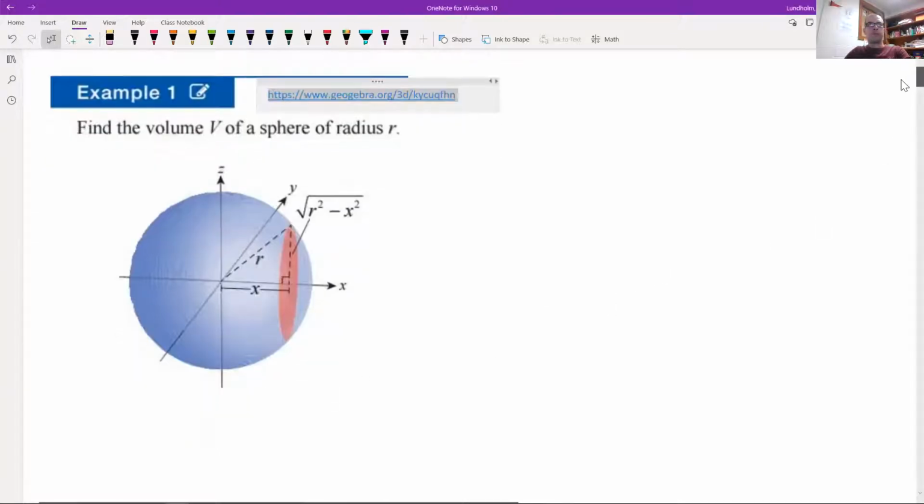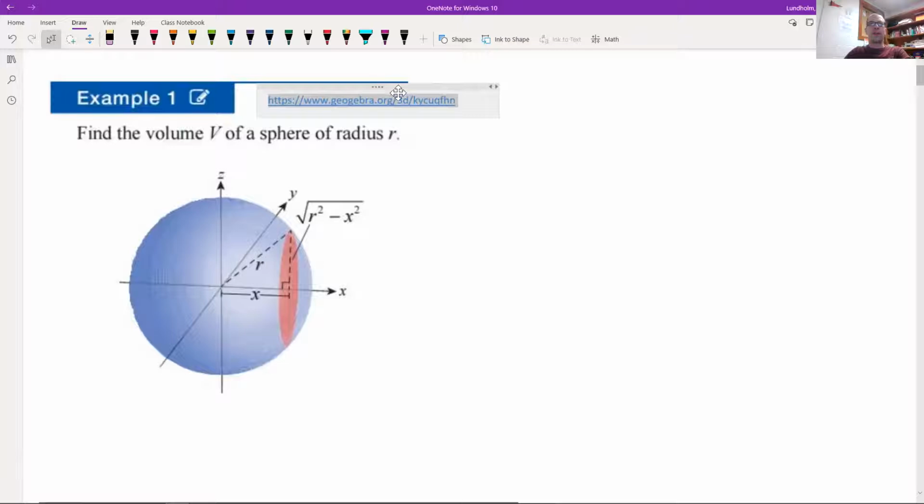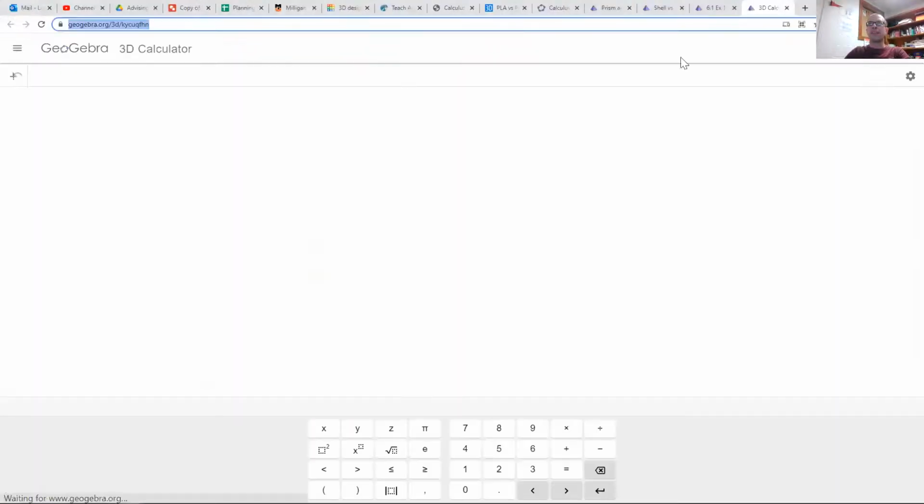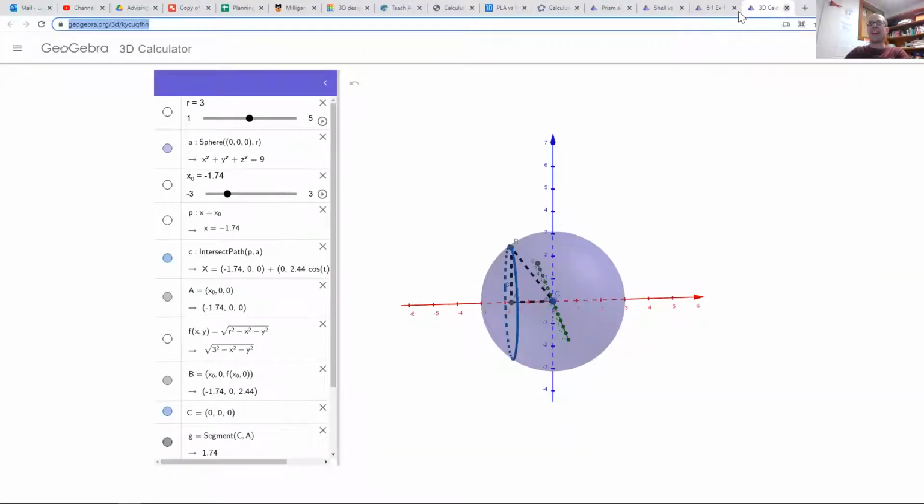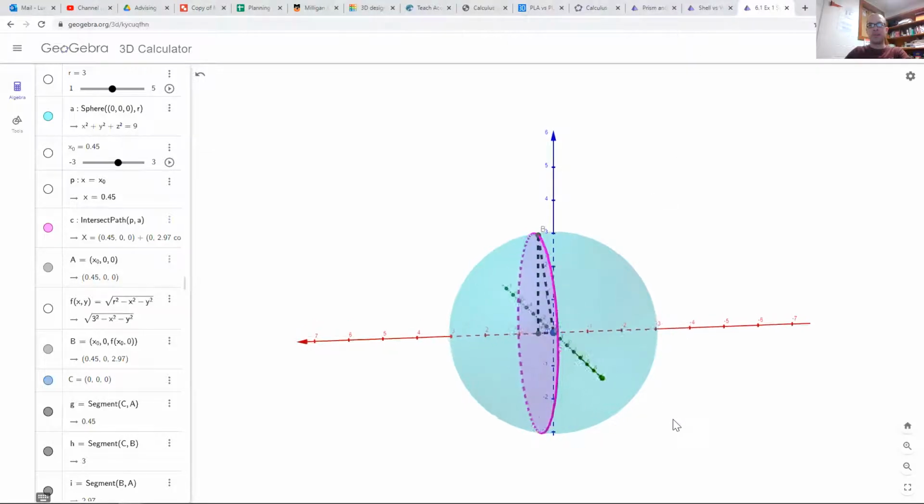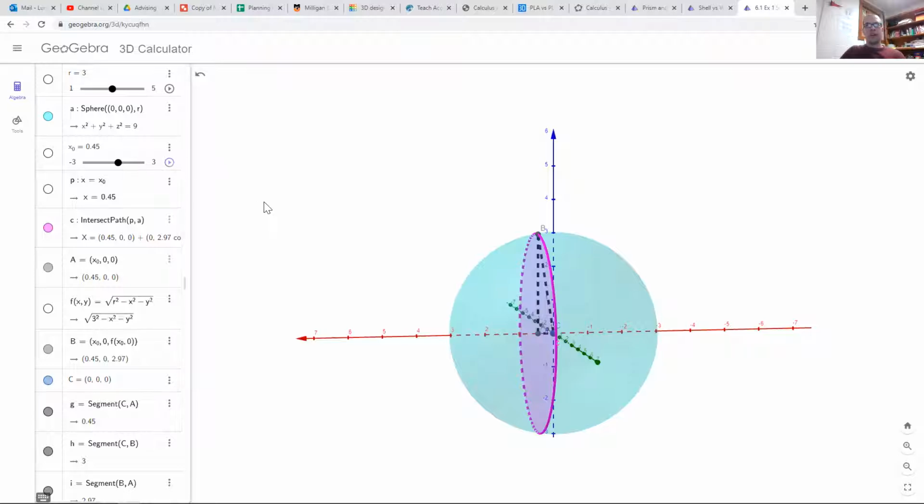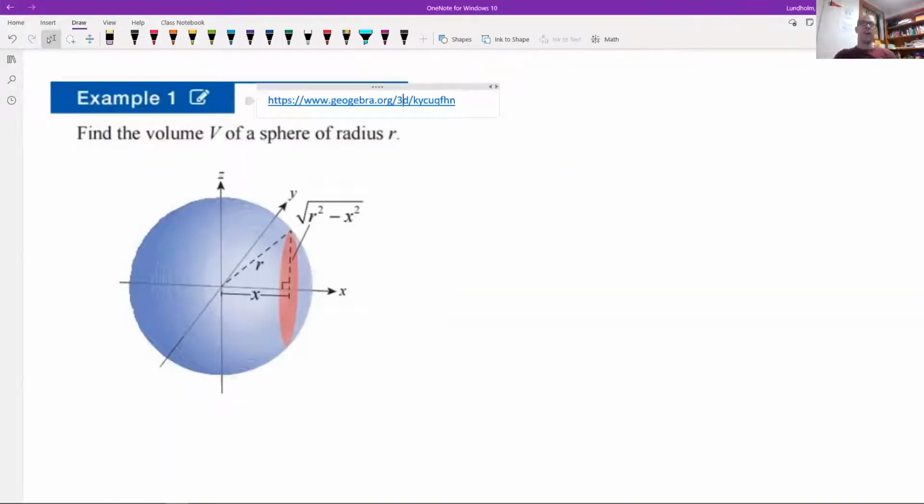Okay, so for a sphere, the cross sections are going to look like circles, right? Let's click this. Oh, look, I already had it. I already updated this. Oh, nice new bright colors. Right now, this one says a sphere of radius r. And maybe you're like, oh, Dr. Lundholm, I already know that the sphere of radius r has a volume of 4/3 pi r cubed. I memorized that formula since the days of my youth.